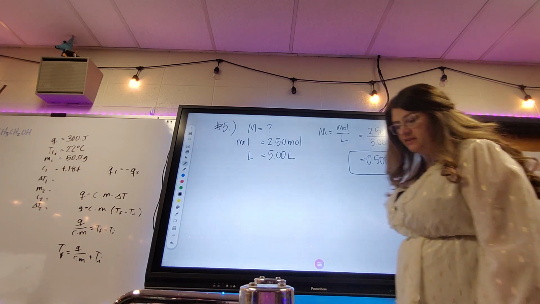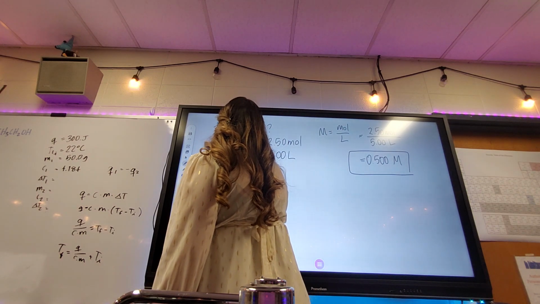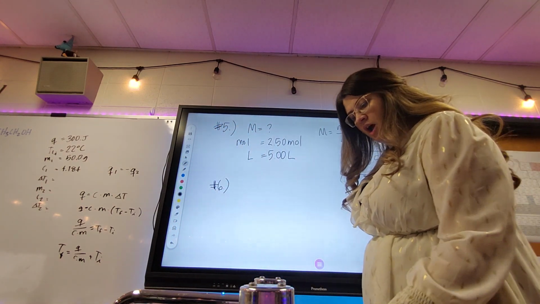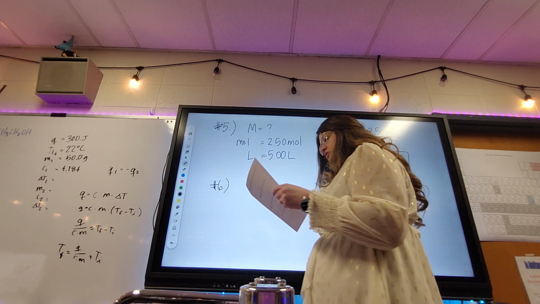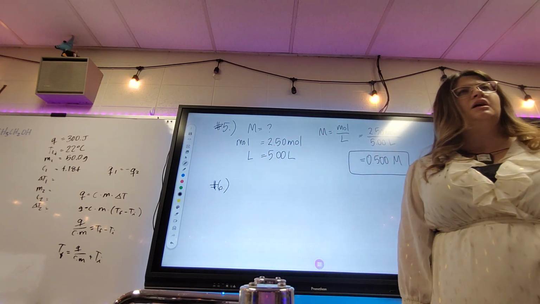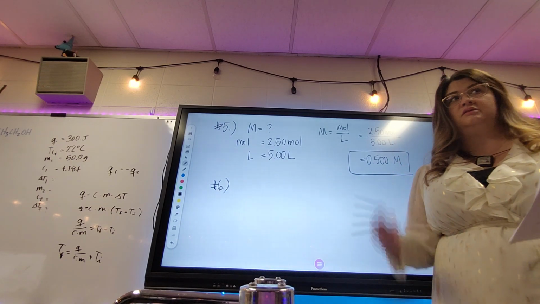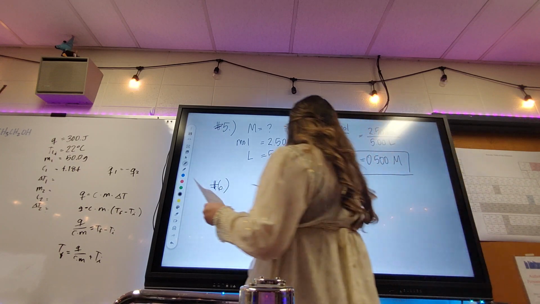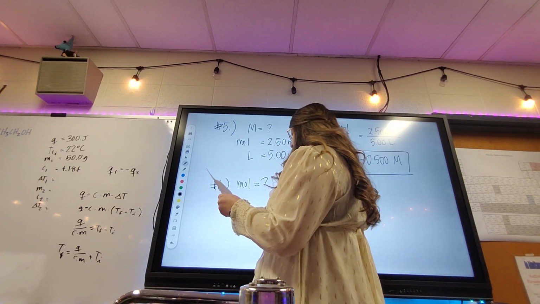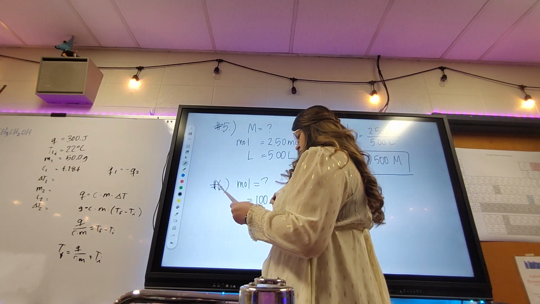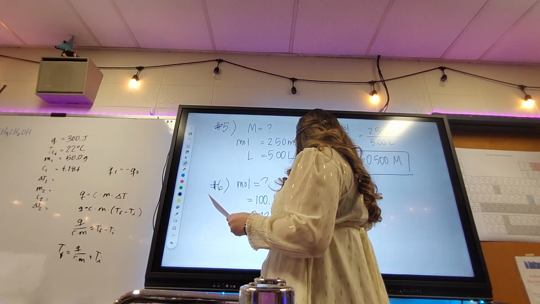All right, let's try to find something that's a little bit more complicated. Oh, let's do number 6. Number 6 wants us to find out how many moles of NaCl are present in 100 milliliters of 0.125 molar solution. When you read capital M as an adjective, it's called molar, like your teeth. Okay, so here it says how many moles are present in 100 milliliters of 0.125 molar.